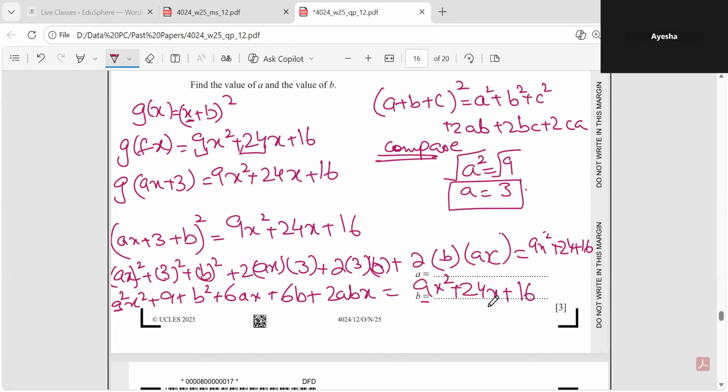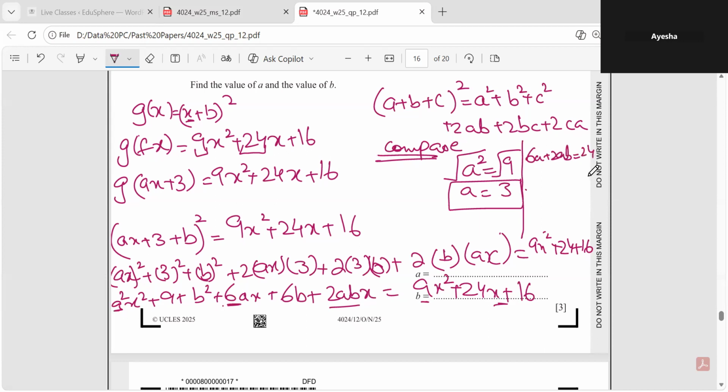Now look at the x, because here it's only x, and we have x as 6a and 2ab, both of them. So what we are going to replace with, I am writing again for the comparison, 6a plus 2ab should be equals to 24.